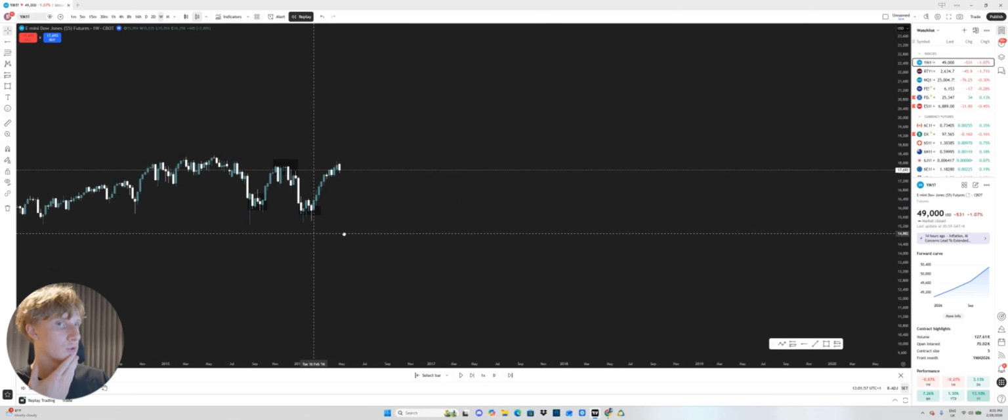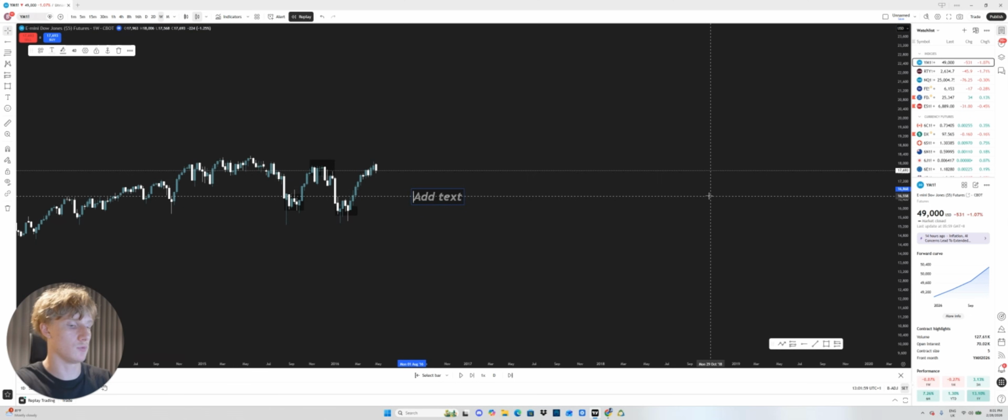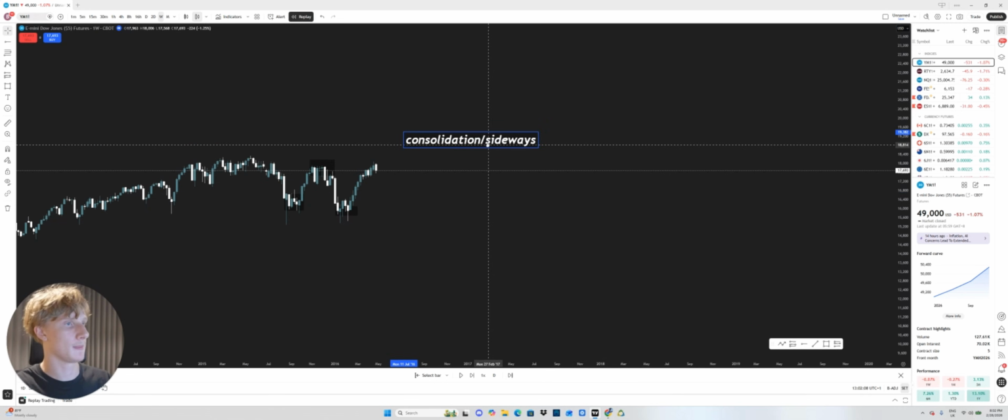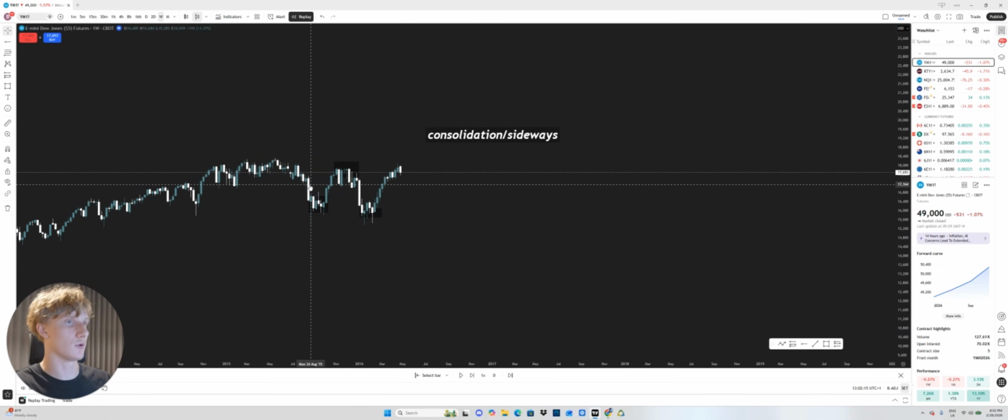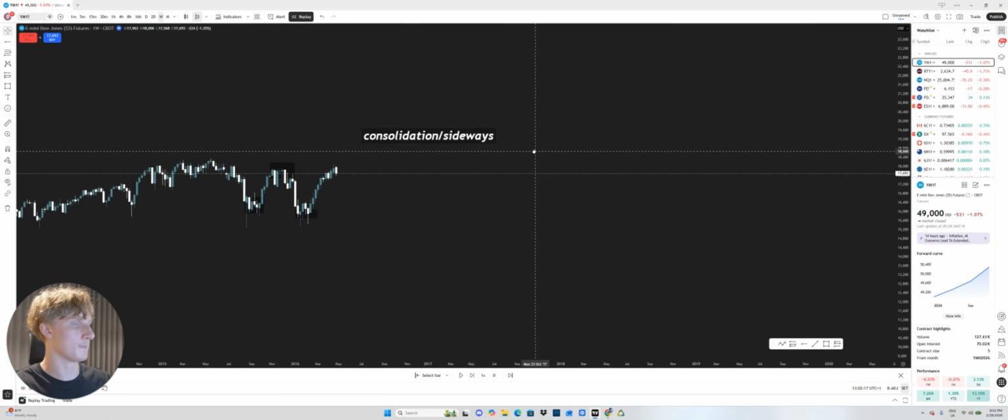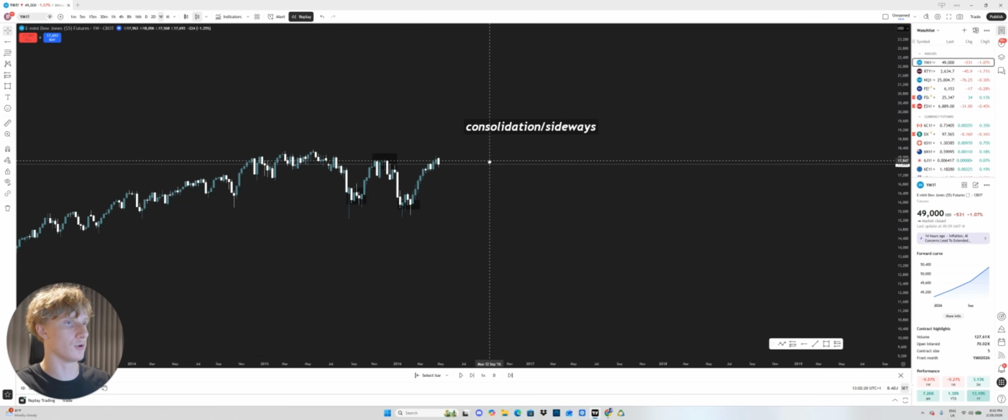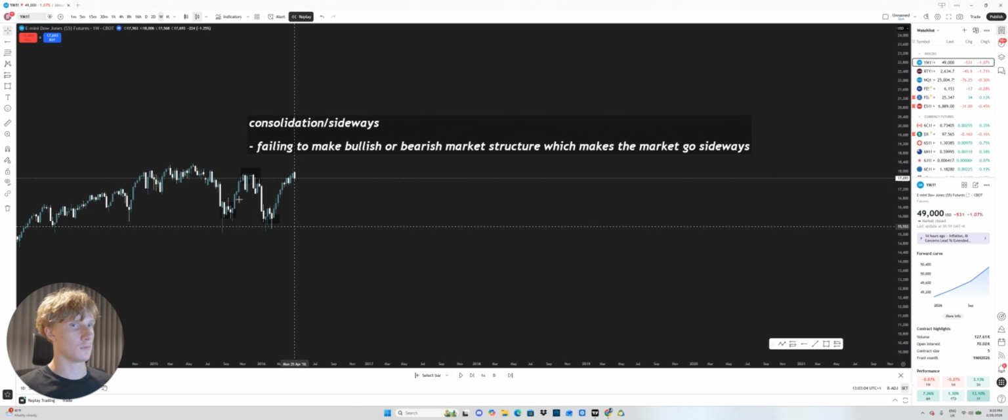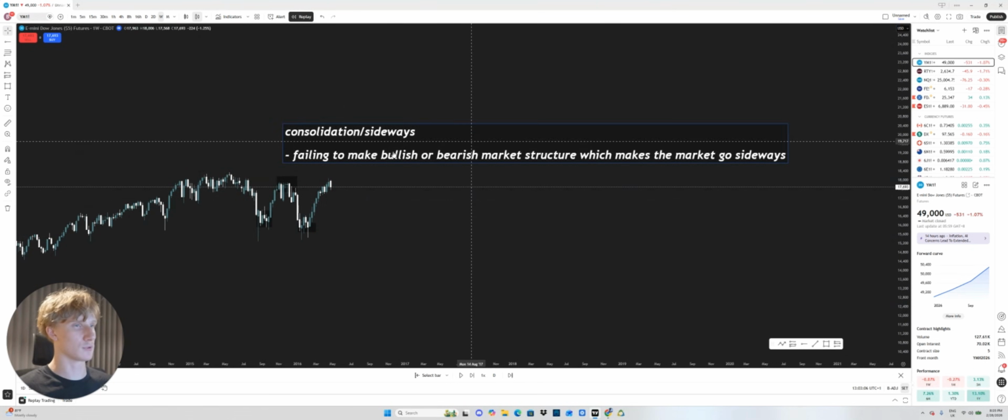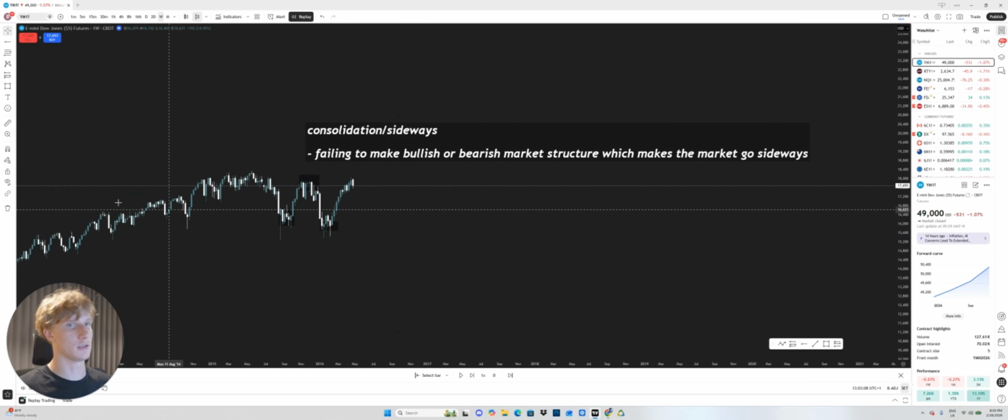Now, if you're in this situation, what that means is that you are looking at a consolidation, or sideways, essentially. So this is where we are not making clear bullish or bearish market structure, which essentially leads to us moving sideways. Now we're going to circle back to this later on. However, it's just important that you understand what that is. I just went ahead and wrote this down, so if you want to take a screenshot or anything, then you can.